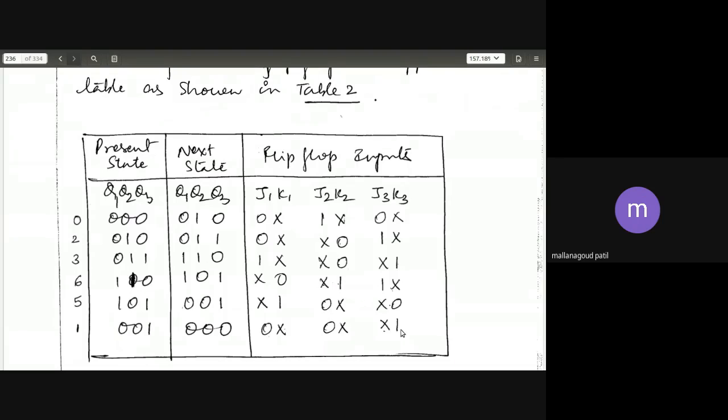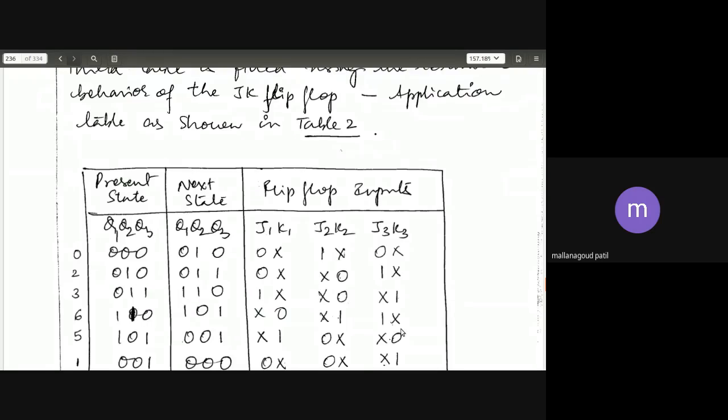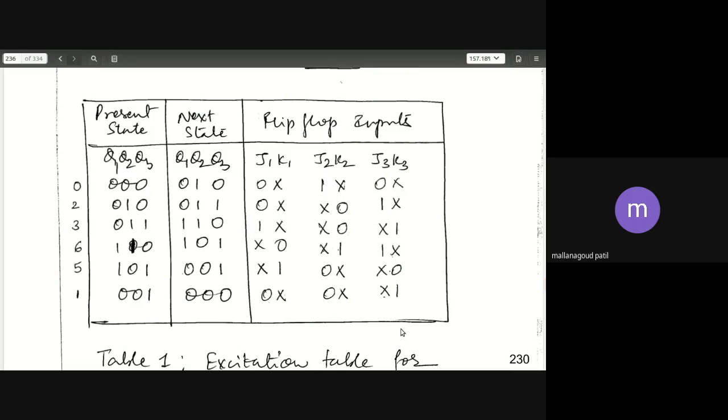First column, Q1 to Q1 you can check. Second column, Q2 to Q2 you can check. Third column, Q3 to Q3 you can check. Like that you can write J1 K1, or J2 K2, or J3 K3. Any doubt?